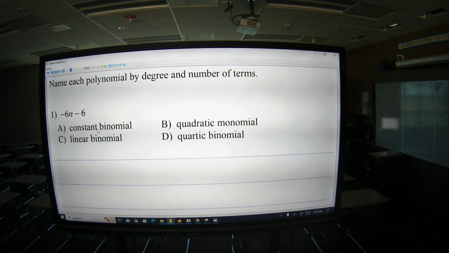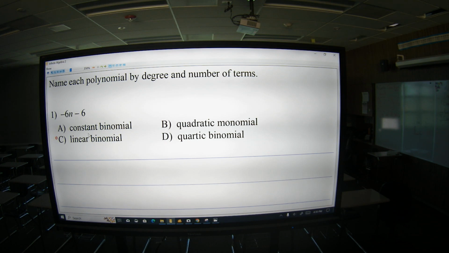We talked about constants just a second ago, and we know this is not a constant binomial because we do have a variable in this expression. We know it's not a quadratic monomial because we don't have a power of 2, and we know it's not a quartic binomial because we don't have a power of 4. So again, we would call this a linear binomial, and the functions that you studied in Math 1, all of the lines, rise over run, slope, and y equals mx plus b, all of that, you really were studying linear binomials. If we wanted to refer to it that way, we could. So the answer to this one would be a linear binomial.